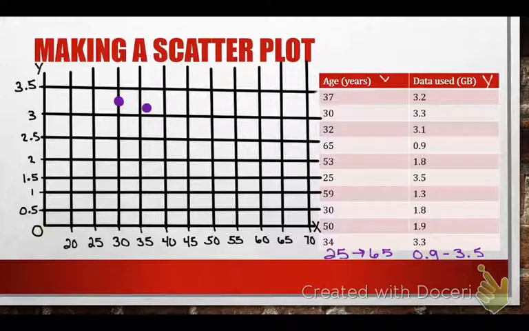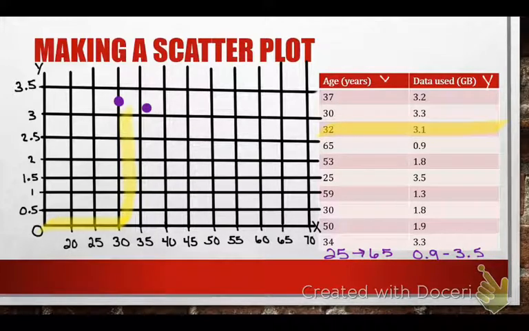Okay, so pay attention up here, even if you're not done drawing your lines. Let's look at the third pair now. I'm doing the same thing for each one of these sets. I follow my X value over to 32. That's my X value, 32. And then I follow it up to 3.1, and that's where my point goes.